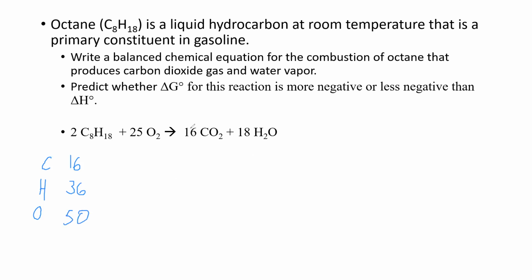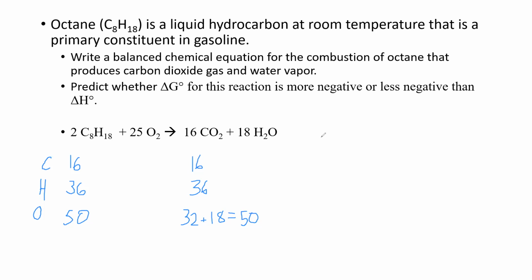And then just on the other side, do the same thing. 16 carbon dioxide gives us 16 carbons total. With the hydrogen, 2 per molecule, but we've got 18 of those water molecules. So we've got 36 on this side as well. And then with the O2 in carbon dioxide times the 16 molecules, that gives us 32. But then we're also getting oxygen from the water. We're getting 1 atom of oxygen per molecule. So 32 plus 18 just gives us 50. So that's going to be our balanced chemical reaction for the combustion of octane.